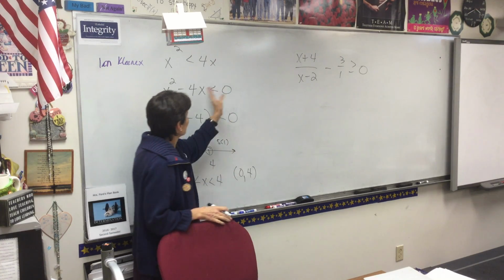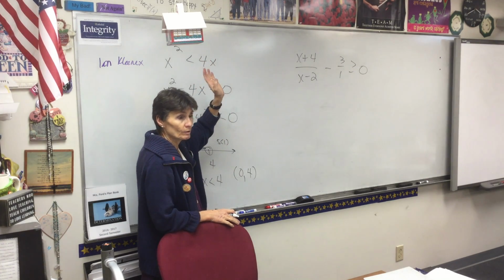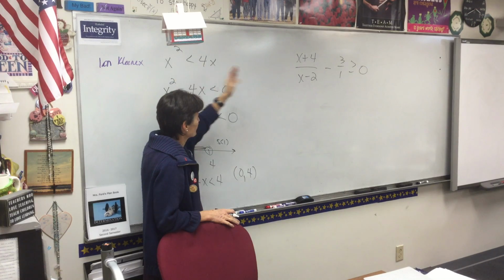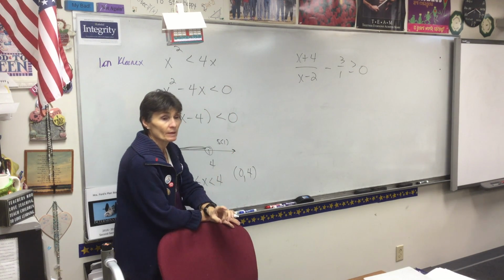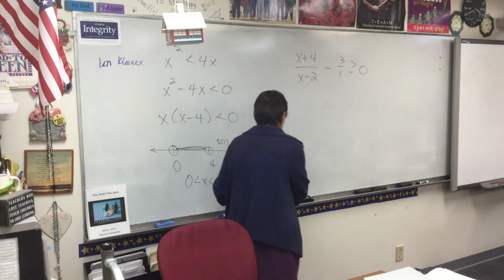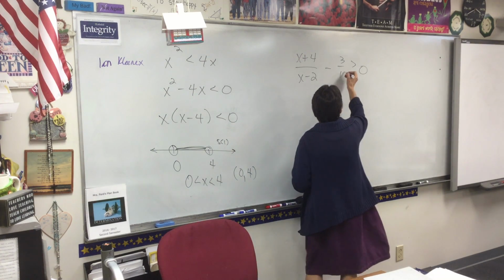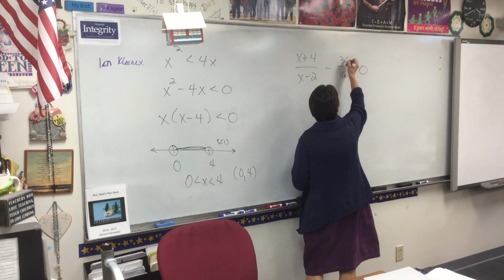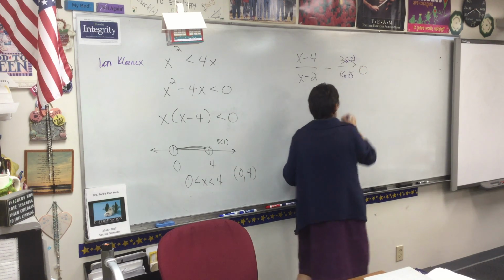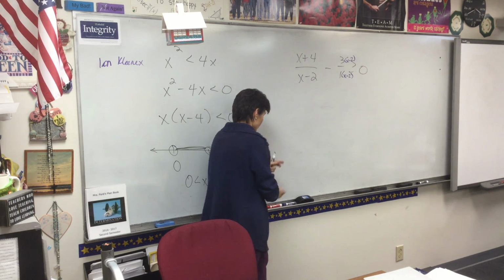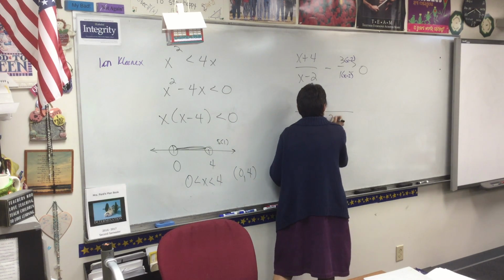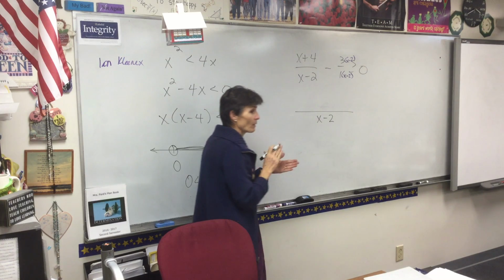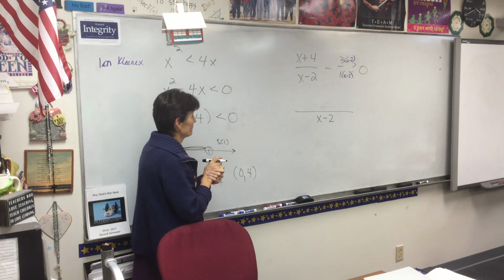So it's exactly like this one. I subtracted the 4, or I subtracted the thing over, subtracted the 3 over. Now what? Make one denominator. So I'm going to have to multiply this one by x minus 2. That's going to be my common denominator. And as soon as I do that, then I'm going to write one giant fraction.